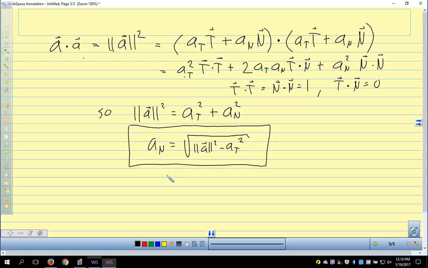And these are going to make our lives much easier when we're working on problems that involve tangential and normal components of acceleration.